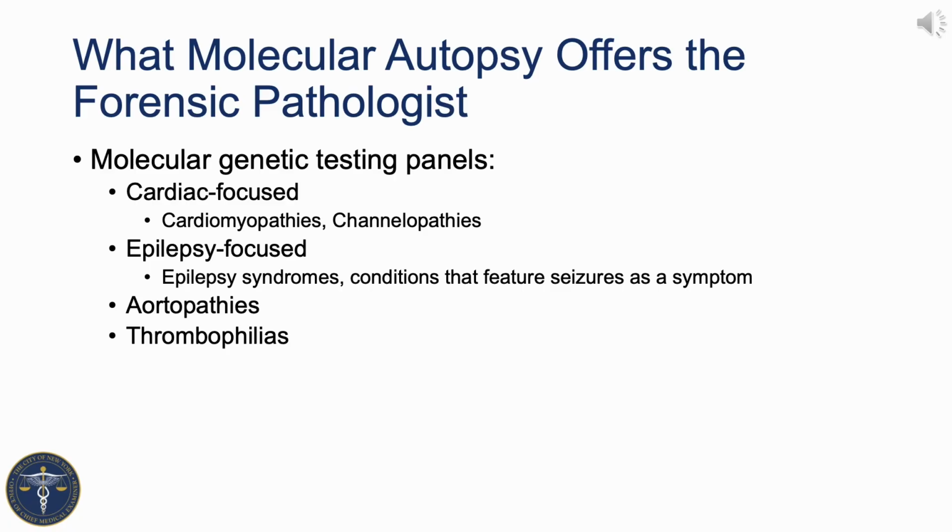In the forensic setting, we are focused on molecular genetic testing, which may provide an underlying cause for sudden and unexpected death. We have several molecular genetics panels. We have a cardiac focus panel, which includes cardiomyopathies and channelopathies, an epilepsy focus panel, including epilepsy syndromes and conditions that feature seizures as a symptom, an aortopathies panel, and a thrombophilias panel.